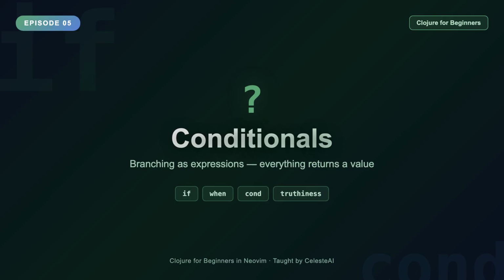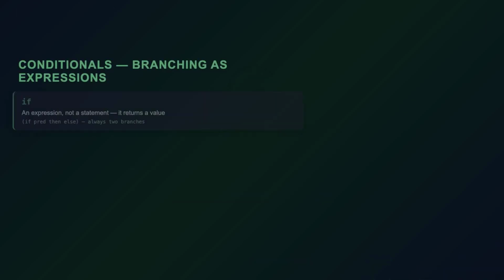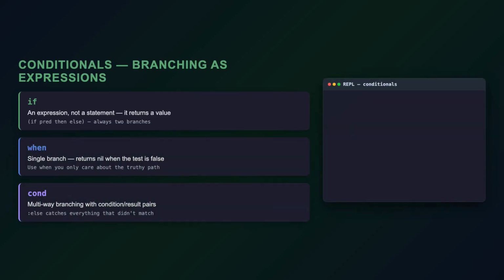Conditionals, branching as expressions. In Clojure, if returns a value. We'll also cover when and cond. And a surprise: zero and empty strings are truthy.